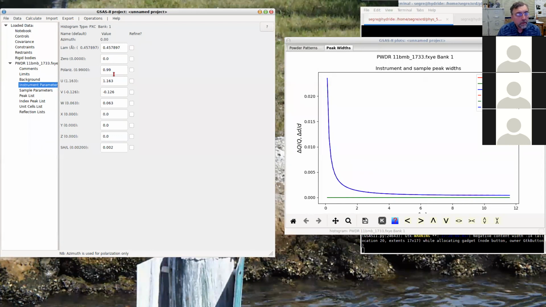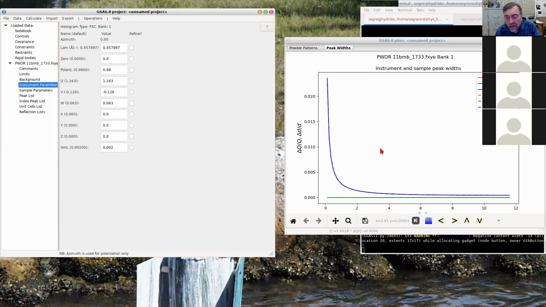It tells me the polarization is 99% horizontal. And it gives me some line width parameters, which are plotted here, which are very specific to 11BM, which are calculated from the lanthanum hexaboride. Now, this FXYE file has that data already in there. If I had a GSAS file, then it would ask me for a parameter file, and I would load that separately. But GSAS-II understands that the FXYE file has data in it already.